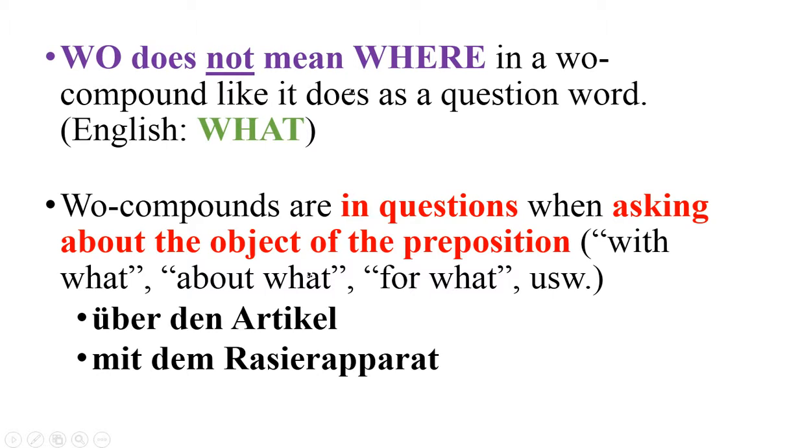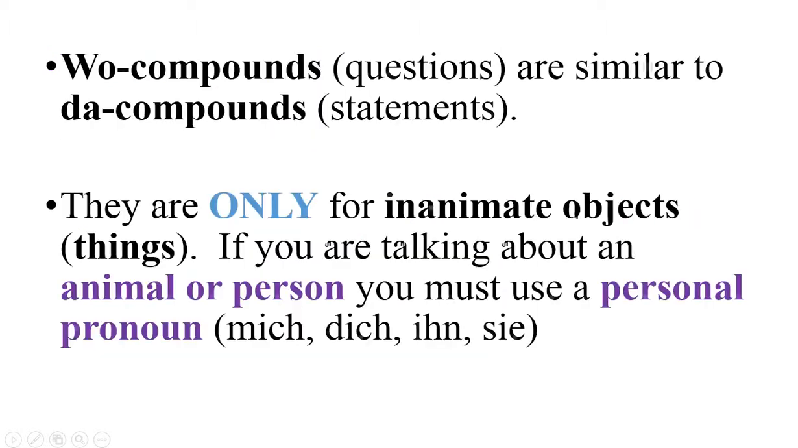So let's put this into practice so it will kind of clarify itself. So the wo compounds, like I said, are questions. Previously we looked at da compounds, which were used in statements. The other thing we need to remember is that they're only for inanimate objects. Previously I said like an article or a razor. Those aren't people, okay? If we're talking about people or even animals, we need to use those personal pronouns: ich, mich, mir, du, dich, dir, er, ihn, sie, es, wir, uns, ihr, euch. So when we're talking about inanimate objects, we use those wo and da compounds.